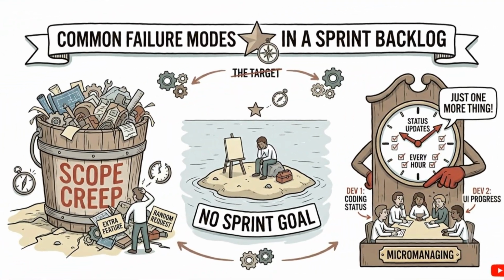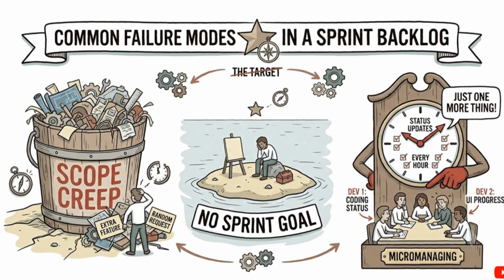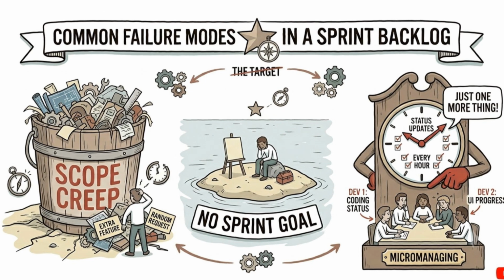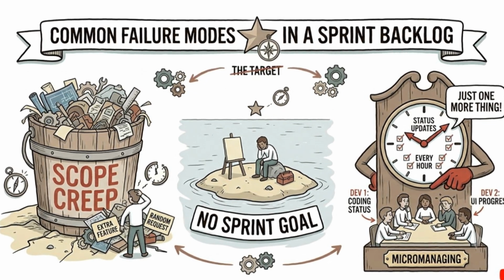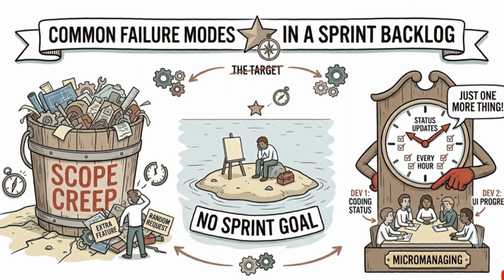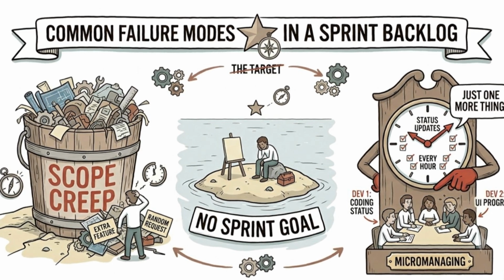Common pitfalls and how to avoid them. Let's look at 3 classic traps that turn a good sprint backlog into a micromanagement cage. The missing sprint goal. If your sprint backlog is just 15 random unrelated bug fixes with no unifying goal, the team will work in isolated silos rather than collaborating.